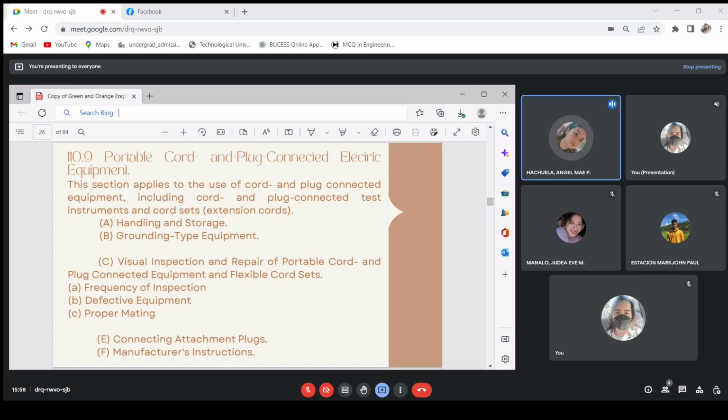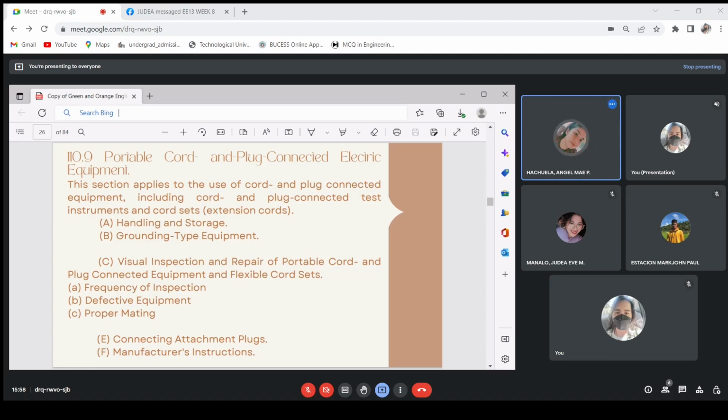Next one is portable cord and plug connected electric equipment. This section applies to the use of cord and plug connected equipment, including cord and plug connected test instruments and cord sets, extension cords. Number one is the handling and storage. Portable equipment shall be handled and stored in a manner that will not cause damage.